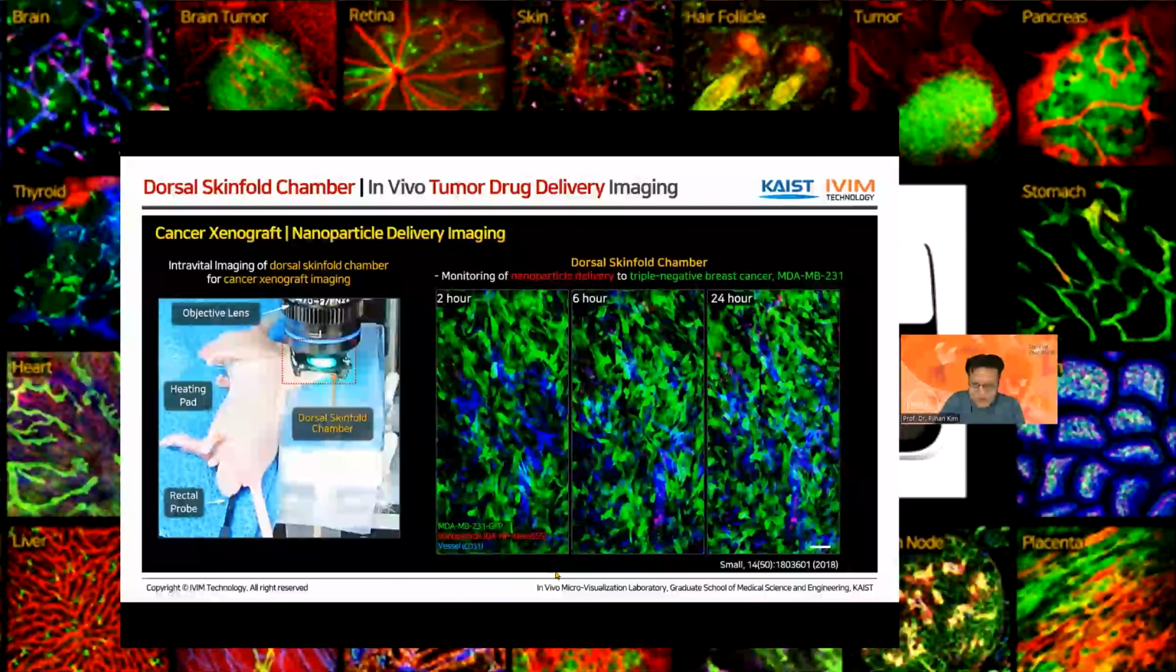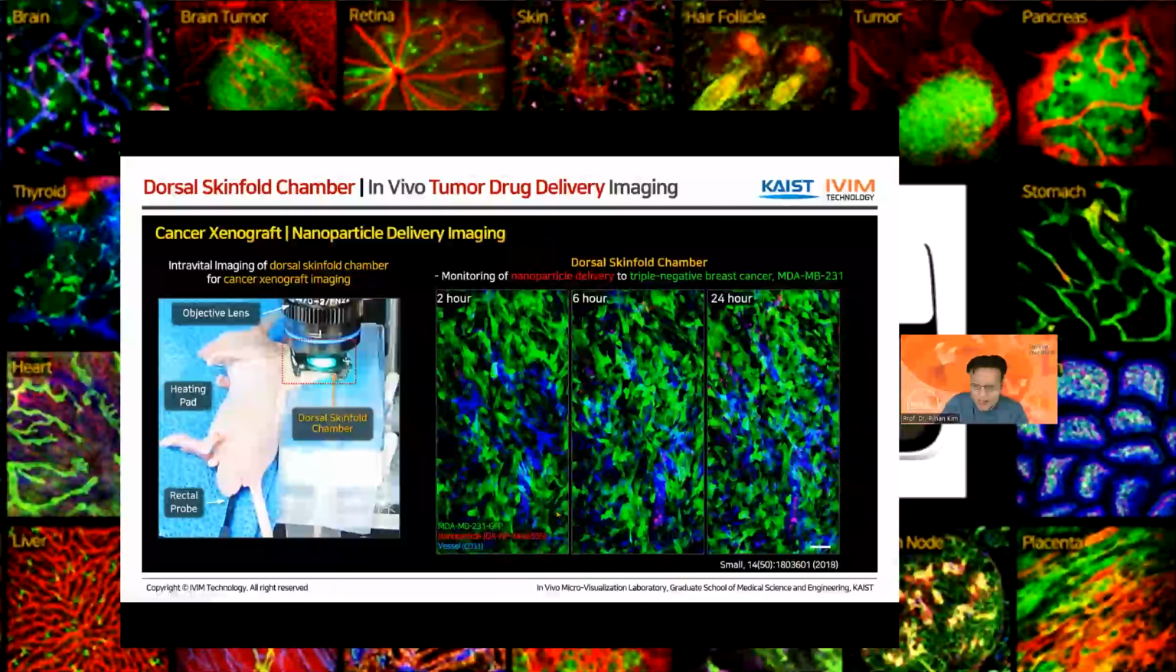And then what we did was we injected the QAMP nanoparticle after fluorescence labeling with Alexa Fluor 555 to this dorsal skin fold chamber tumor model, cancer model made by this triple negative breast cancer cell, MDA-MB-231 GFP.